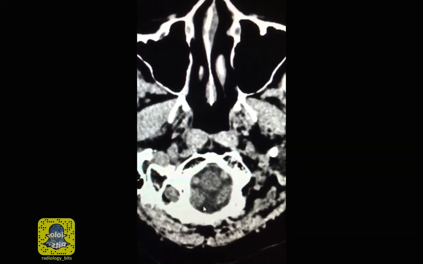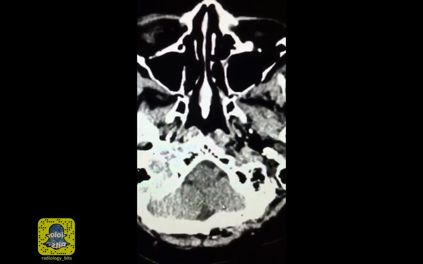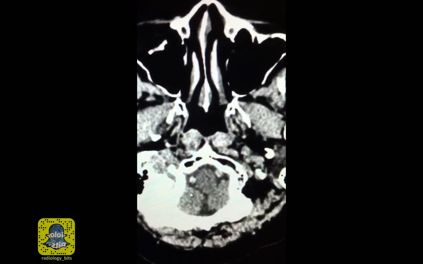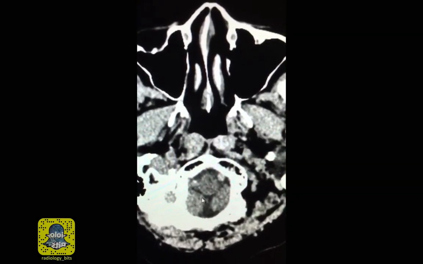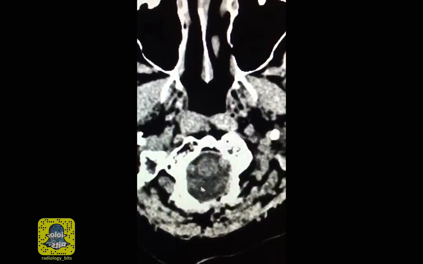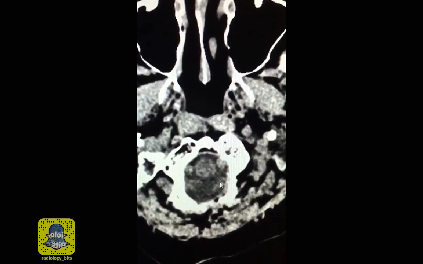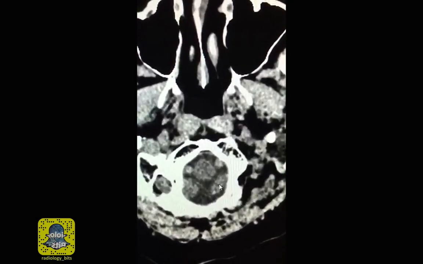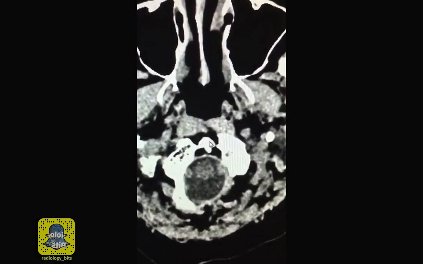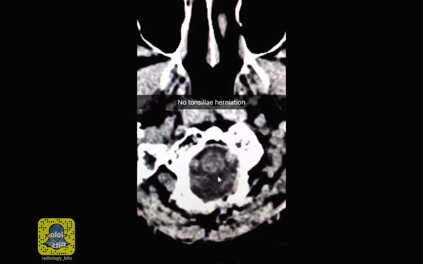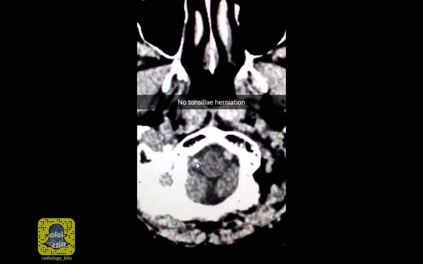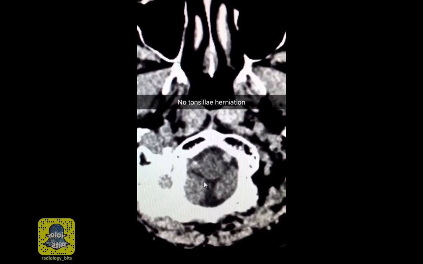If you have inferior displacement of the cerebellum and in particular the cerebellar tonsils, this is called tonsillar herniation. You could suspect tonsillar herniation if you have fullness of the foramen magnum and if you have the tonsils reaching all the way to the tip of the odontoid. In this case, there was no obvious tonsillar herniation.